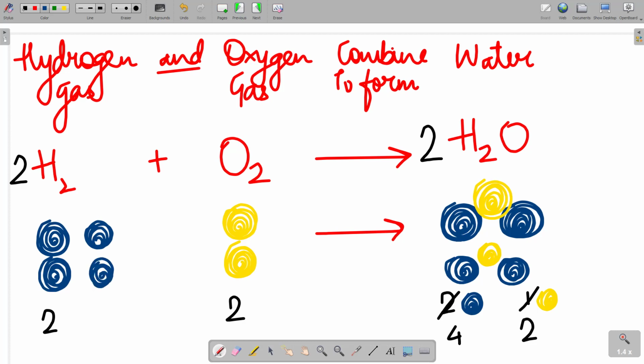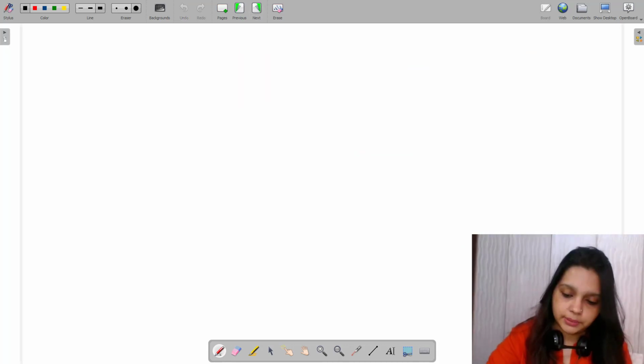That brings us to a balanced equation. Let's look. 4, 4, 2, 2. So this is a balanced equation proving the statement: same number of atoms on both the sides of the arrow. Let's have a look at another example.